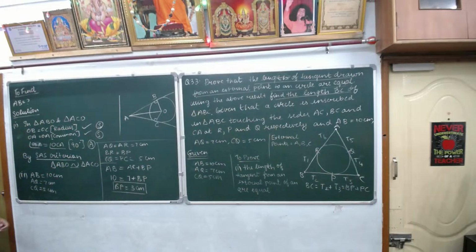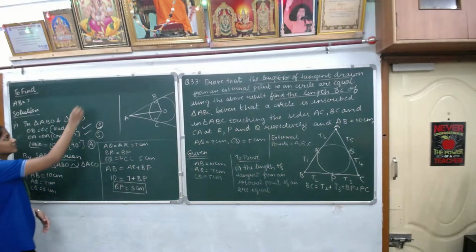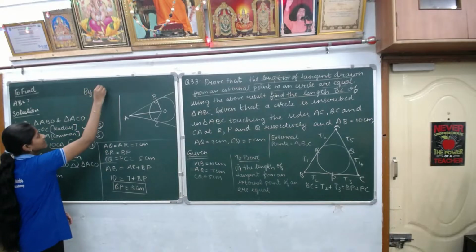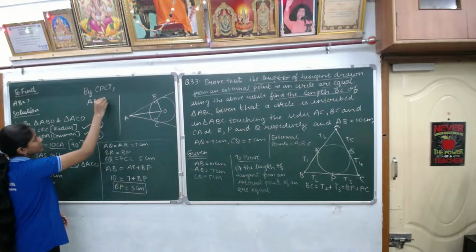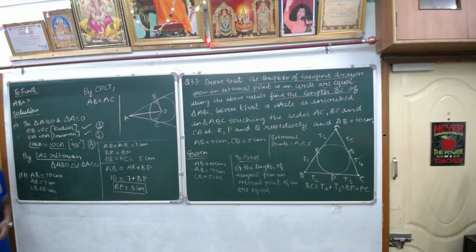So triangle ABO is congruent to triangle ACO. Done. So by CPCT, side AB is equal to AC. What do you mean by CPCT? Corresponding parts of congruent triangles. So AB is equal to AC. Very good. So the two tangents are equal. Now the second part of the question.